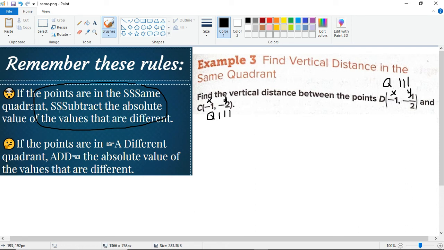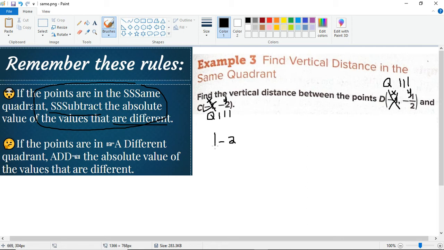So it says I need to subtract the absolute values of the numbers that are different. My x's are the same, so I'm going to cross them out. I don't need those. I need the ones that are different. So I'm going to look at the y's. It says to subtract them. So I have a -2, but it says the absolute value.